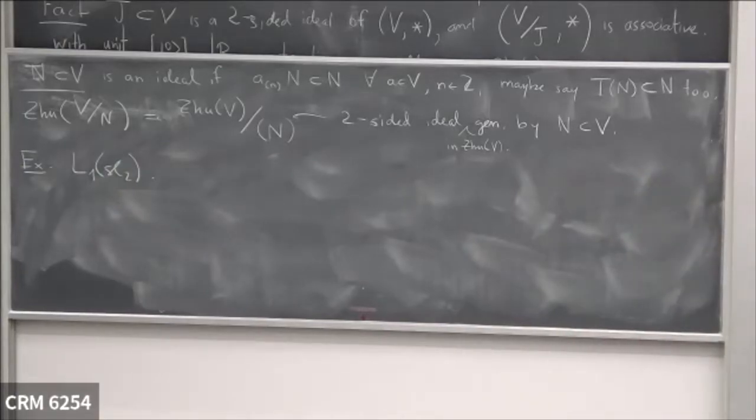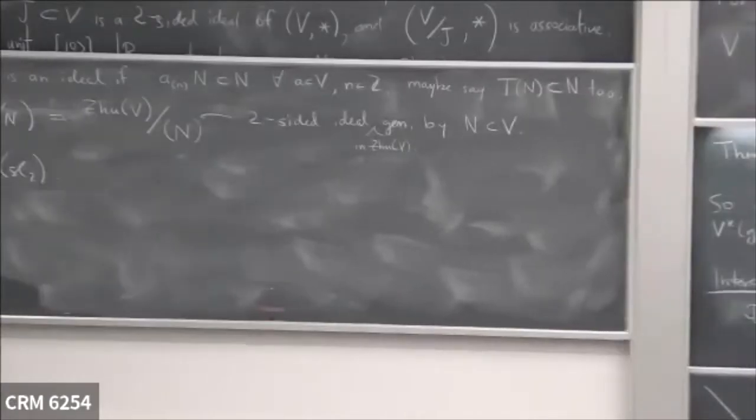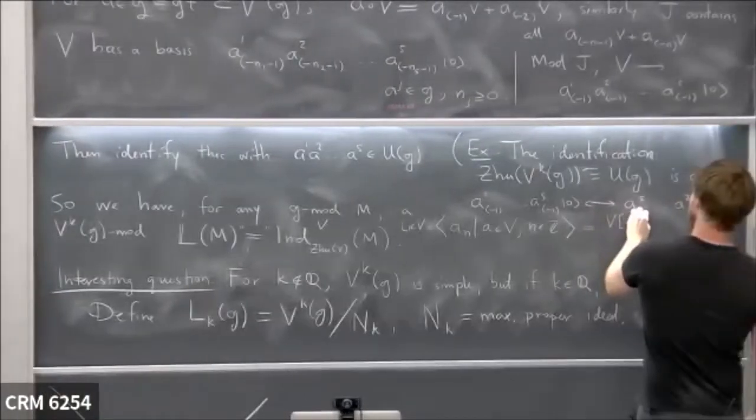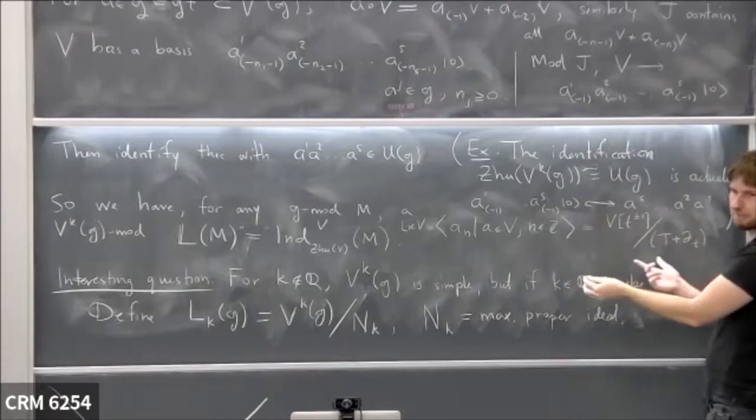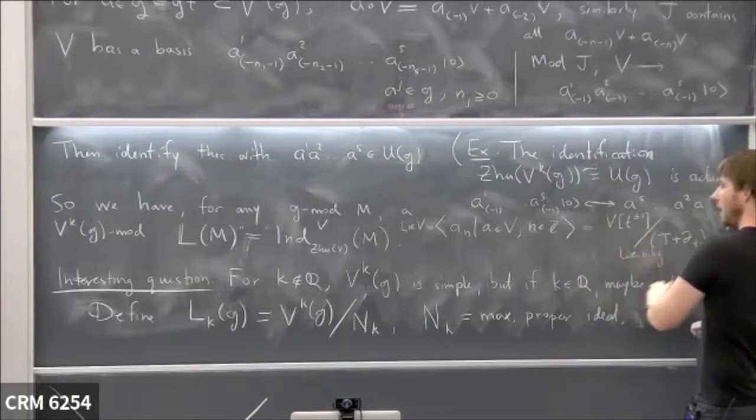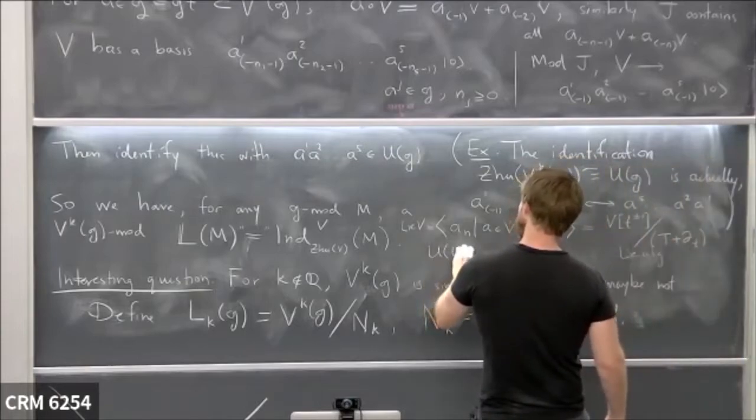It's a bit of a long story. You want to think of a_n, where a in V and n in Z, as a Lie algebra. So there's this thing Lie V, where you take symbols like this, and you divide by T plus d_t. This is a Lie algebra. Then you take U of Lie V.